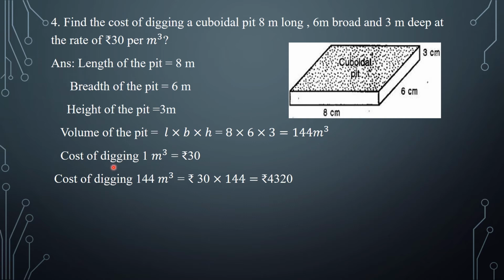It is given that cost of digging 1 meter cube is rupees 30. Therefore, cost of digging 144 meter cube will be 30 into 144, which is 4,320 rupees.